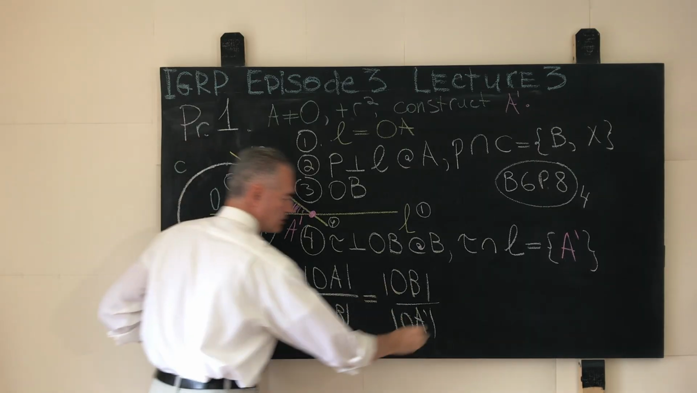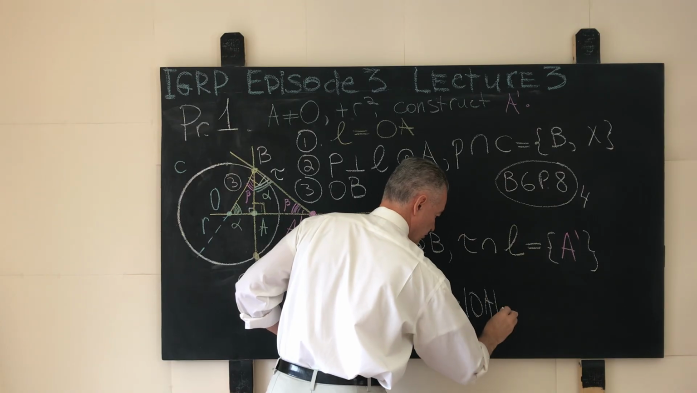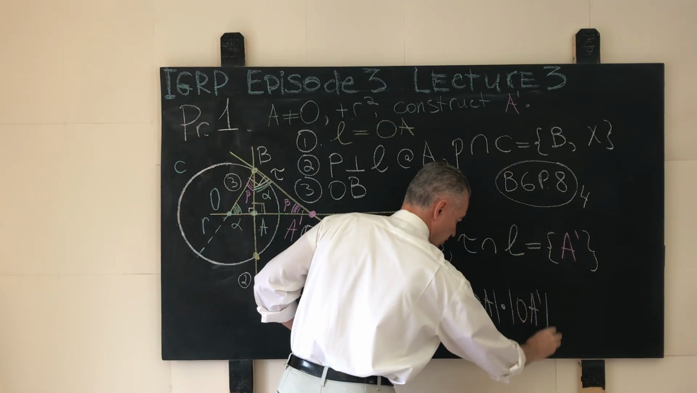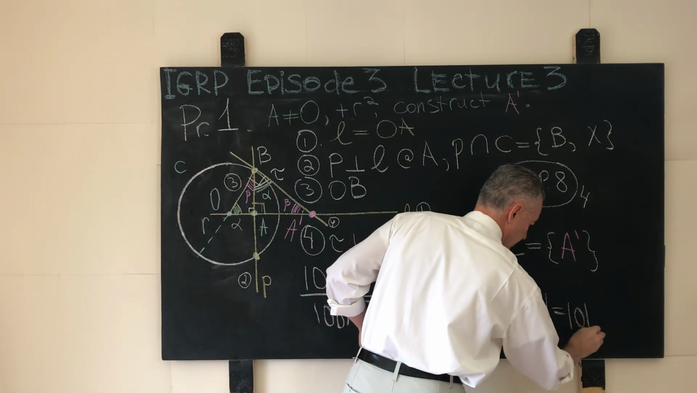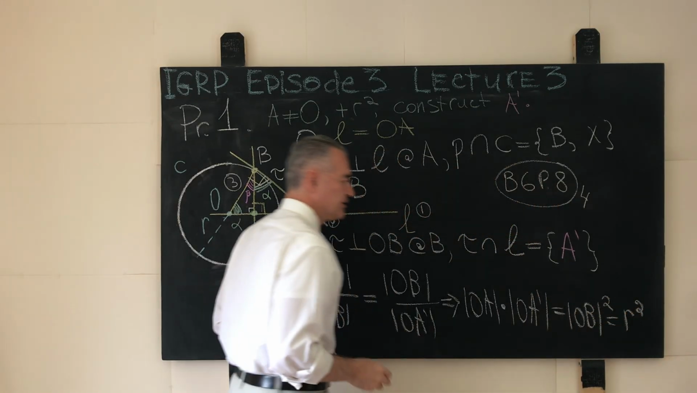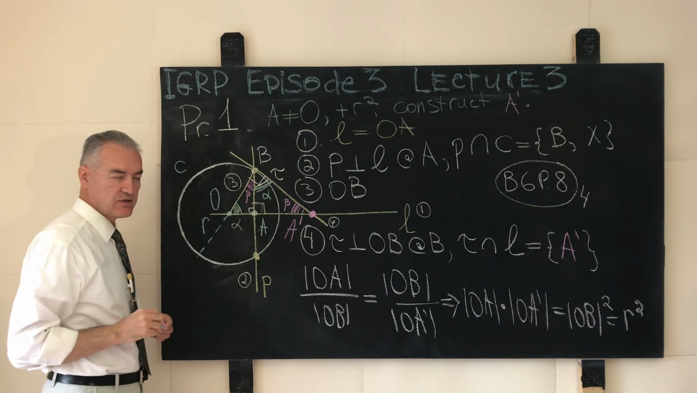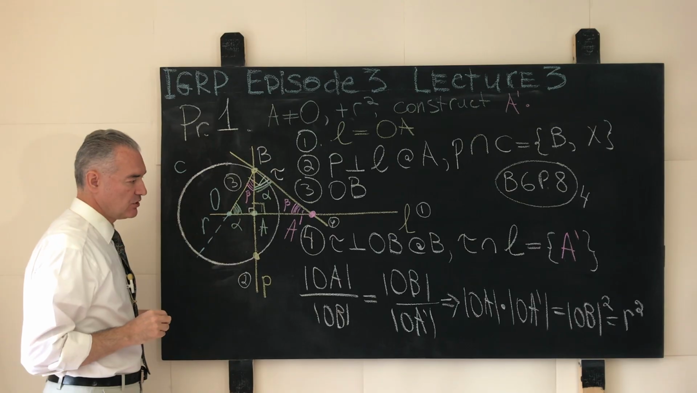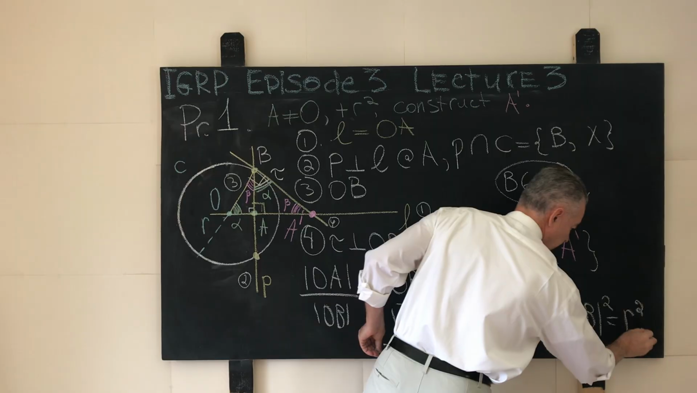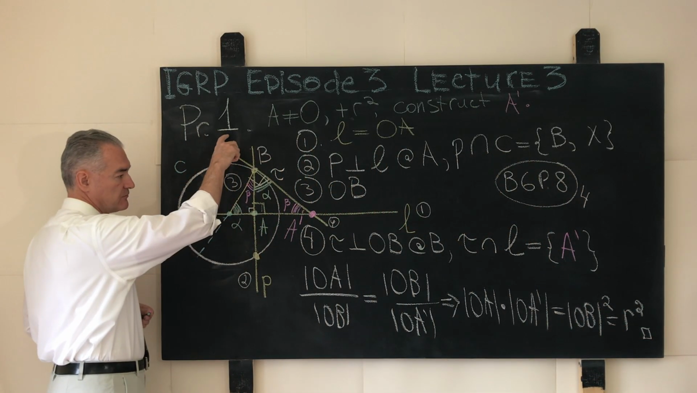Cross multiplying, we obtain that the product of the distance from A to O times the distance from O to A prime is equal to OB squared, which is precisely the distance between the points O and B, precisely R, the length of the radius of inversion. This completes the proof, and this completes the solution of the problem 1.